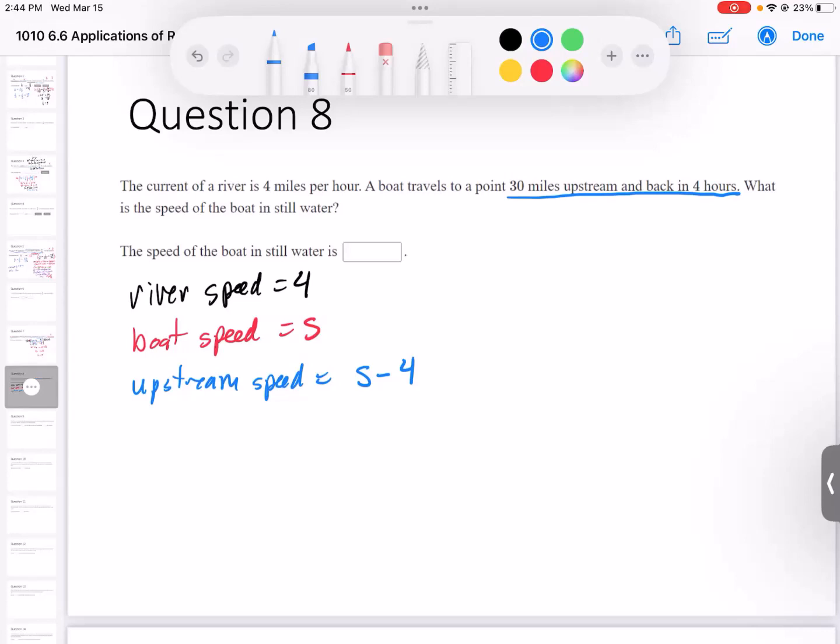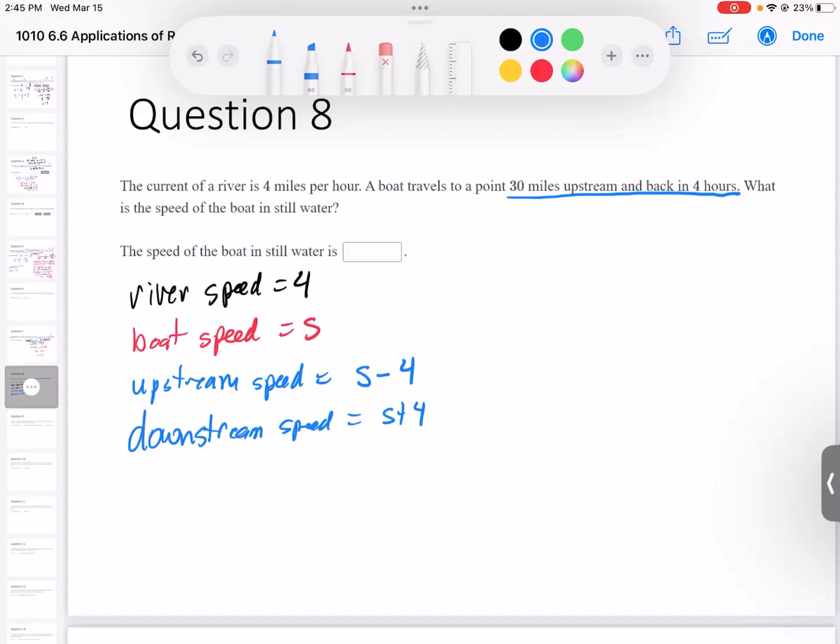Okay, so the S is the speed of the boat. So the boat's going a certain speed in still water. So S is the boat speed in still water. But if it's going up against the river and the river is pushing back 4 miles an hour, it will slow it down by 4. And so then the downstream speed would be very similar, but instead of subtracting it, it's going to be adding it, because the river is like pushing the boat faster.